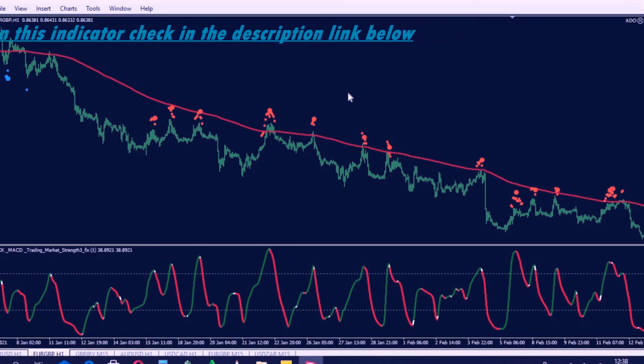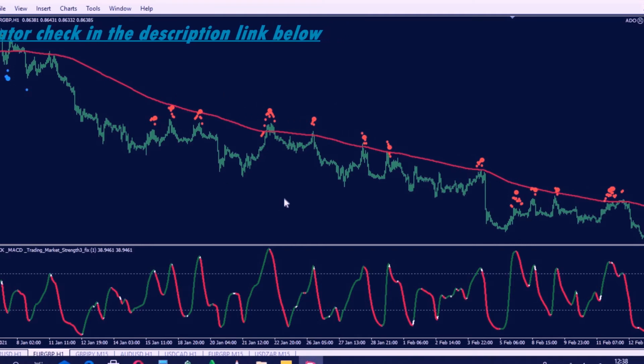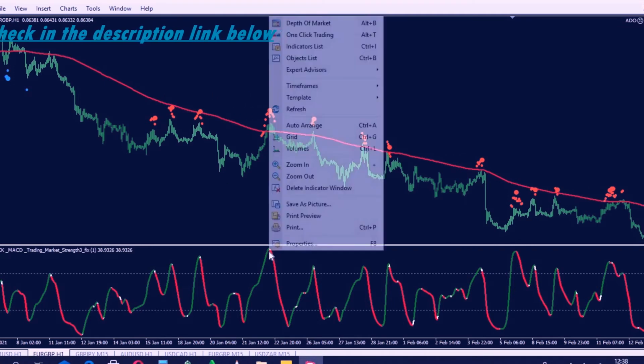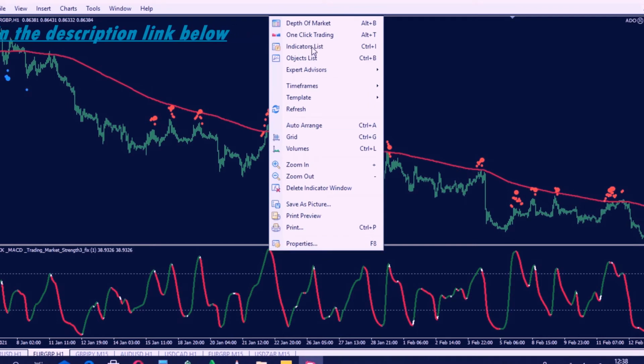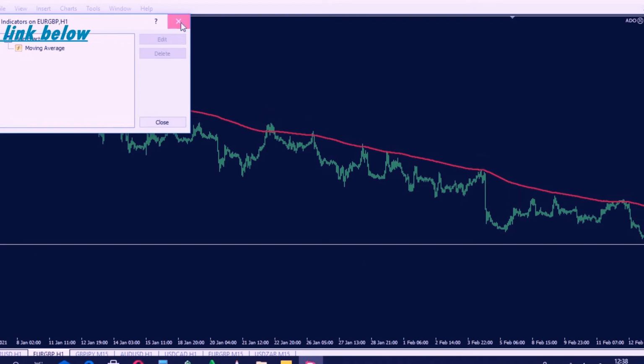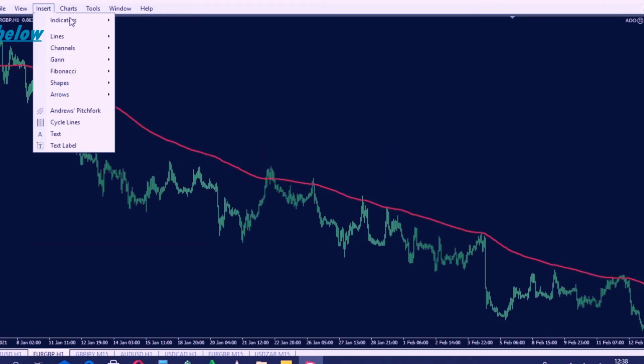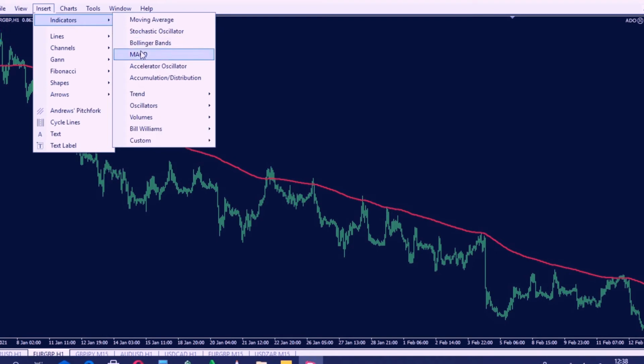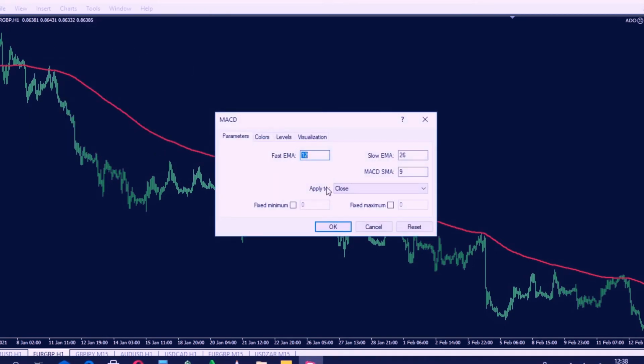So in our situation, we put this indicator. You can remove it and add another indicator. In the indicator list, you can click on it and delete it. Let's use an indicator everyone has. Let's insert, let's say, the MACD. In this situation, we insert the MACD with the custom settings. We press OK. So let's zoom in.